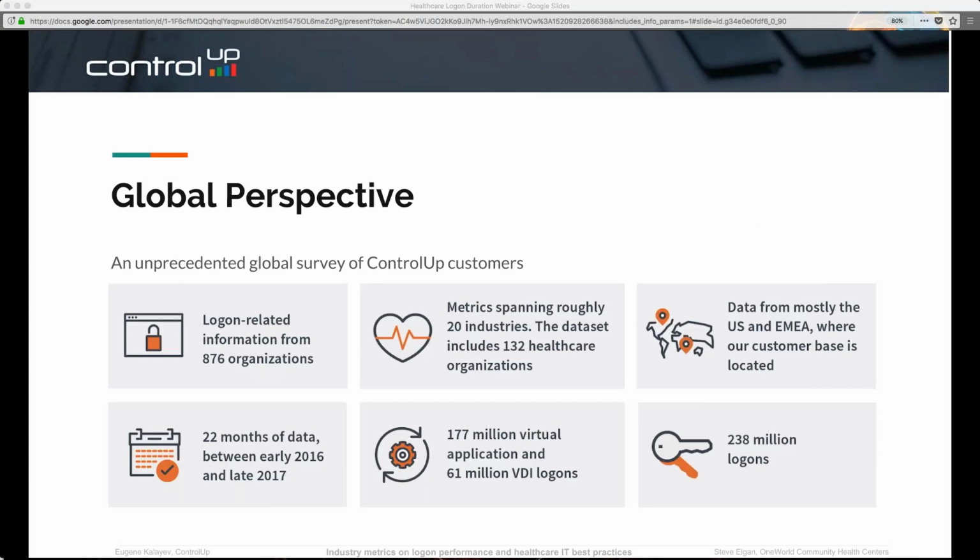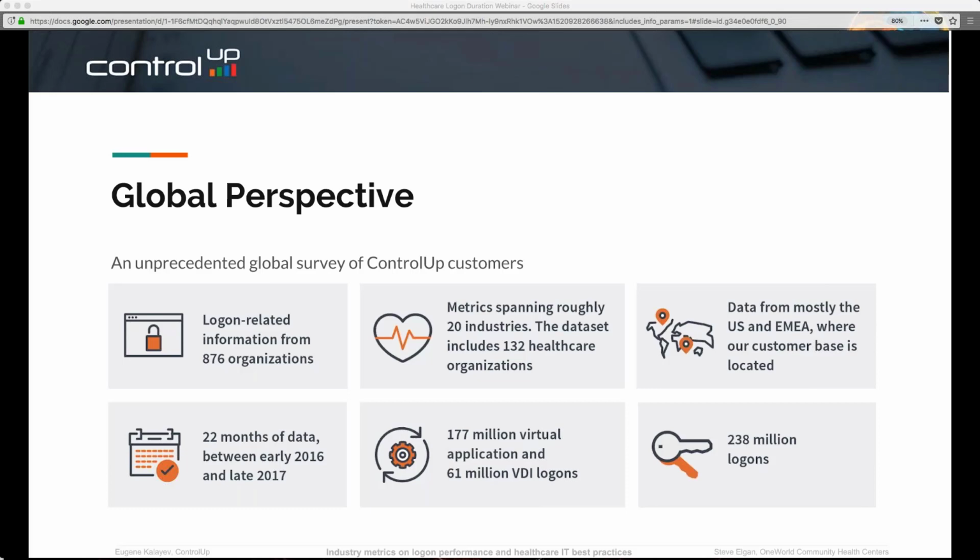So the research basically is an unprecedented data set. It has about a quarter billion logons from almost 900 organizations worldwide. We're talking about actual organizations, not small labs. I'm talking about production environments. So this is almost 2 years worth of data, and we're spanning roughly 20 different industries. And there are 132 healthcare organizations in the data set, as you will see. And this makes the findings perhaps a little bit more relevant for the healthcare industry, but not exclusively.